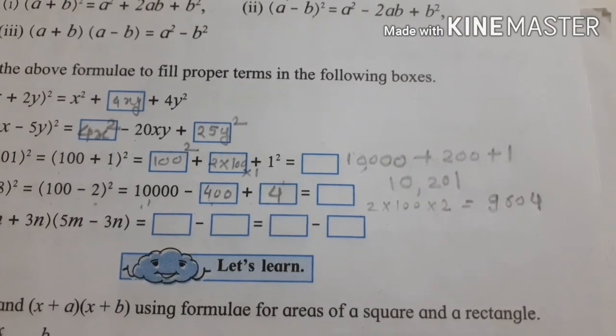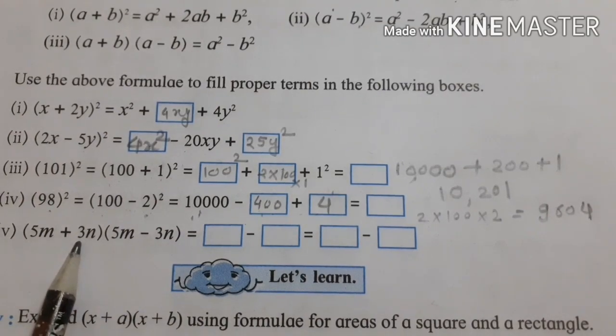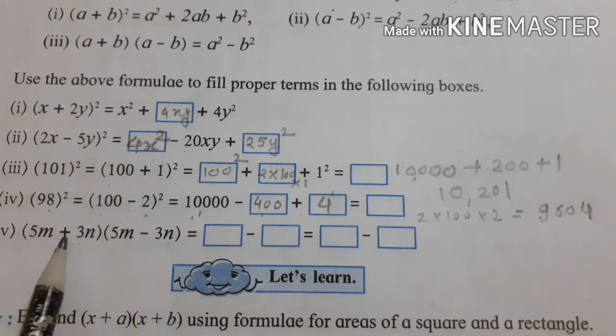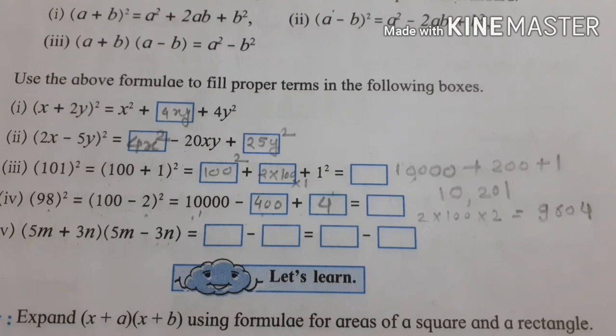Now next example, 5m plus 3n and 5m minus 3n, means a plus b and a minus b. We have seen carefully here that the first term is a and the second term is b. Now the terms are the same, only the middle signs are opposite, or one is plus and one is minus.